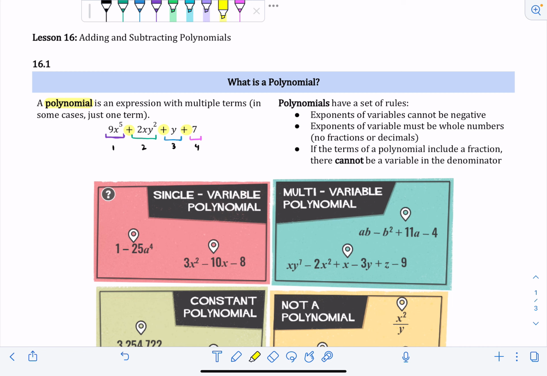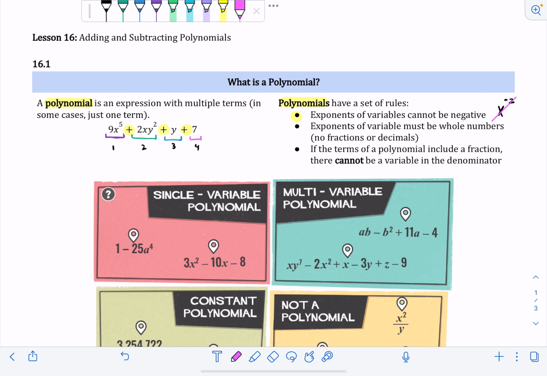Okay, arguably more important than the definition of a polynomial is the set of rules that polynomials need to follow. So polynomials have a set of rules starting on the right side of the page. The first bullet point is that the exponents of variables cannot be negative. So for example, let's say I have an x to the negative second power. That would mean that it's not a polynomial.